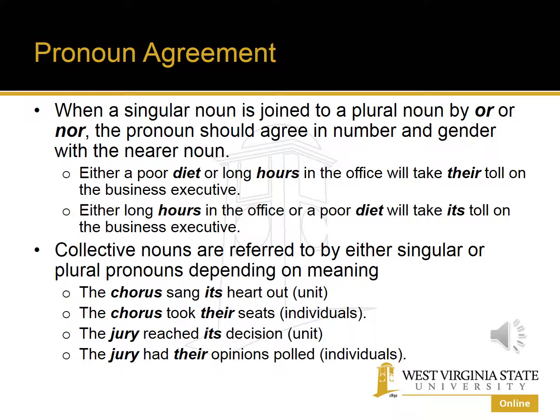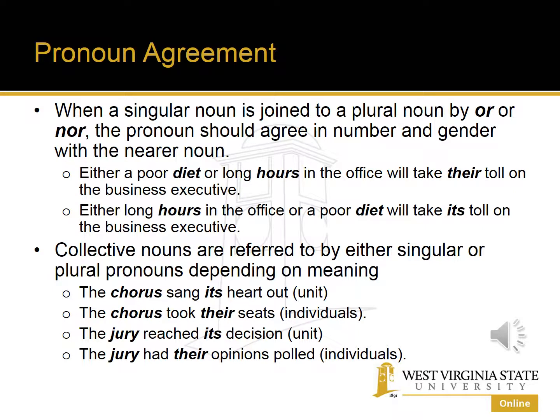Collective nouns can be both singular and plural. So the collective nouns are referred to by either the singular or the plural pronouns depending on the meaning. Again, we talked about the difference between the unit and the individuals. So the chorus sang "It's hard out." We're looking at the chorus as a unit, so we use the singular pronoun its. The chorus took their seats. Individuals, each person takes a seat, so we would say their.